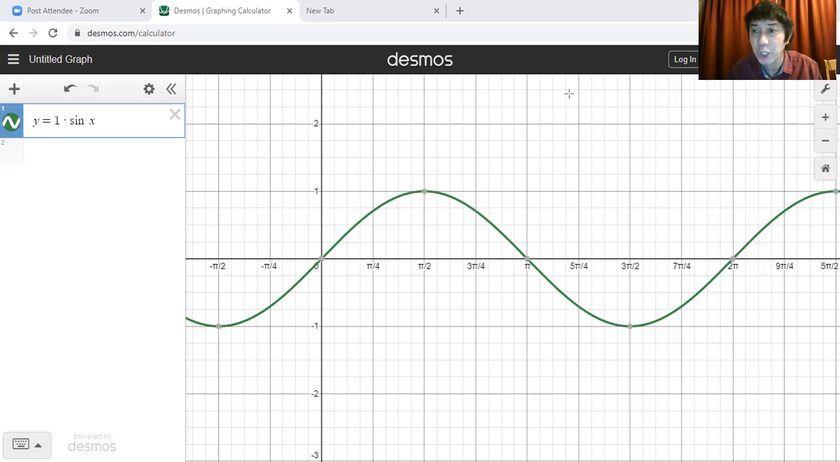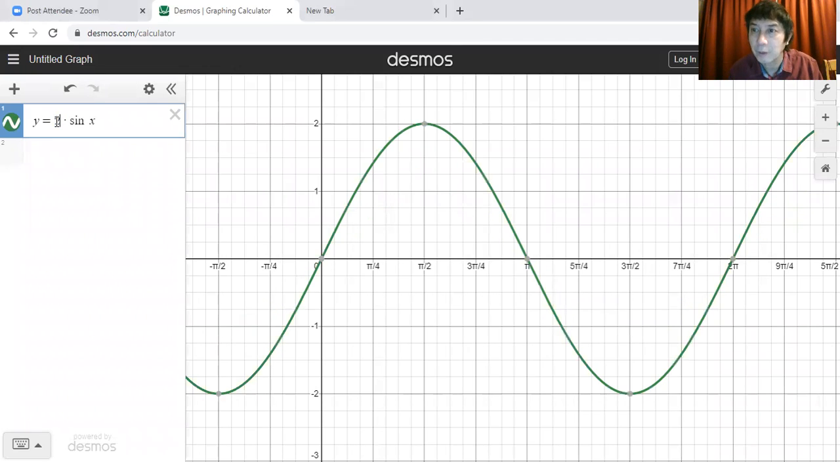All right, so if we change this 1 into some other number, say for example 2, then you will have the amplitude change. The maximum is now 2 from the midline. The midline for this equation is the x-axis. This is the midline. And so the magnitude 2 is from the midline to the highest part of the graph there. That is the amplitude.